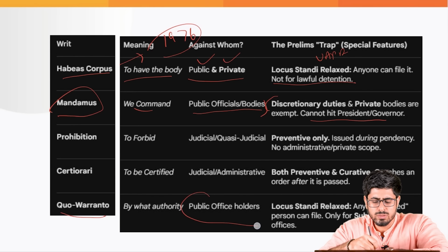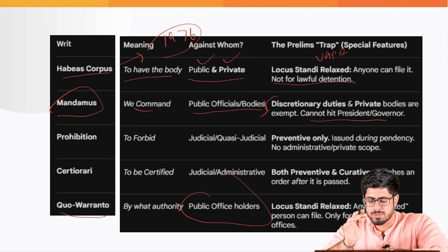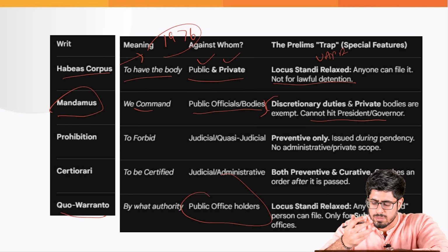It is basically related to the public office holder. That office must be a substantial office. It should have a pecuniary compensation. That means the office should be yielding you something. It should be giving you something.